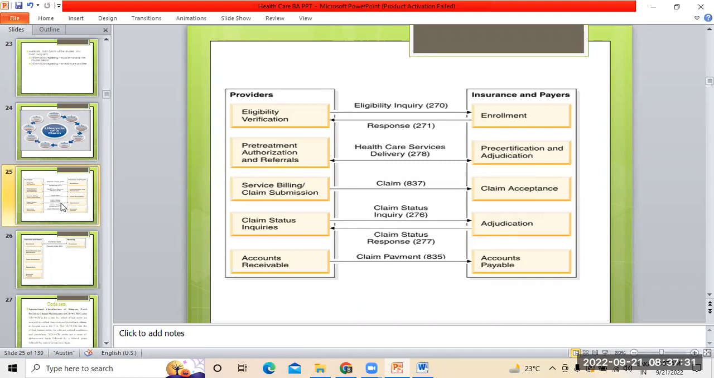will be mentioned under the code number 271. As I told you in the beginning itself, whatever request you send, the code number is different, and whatever we receive, the code number is different. So there are two differences. The eligibility inquiry is 270, whereas the response you receive from the insurance payers to the providers is 271.